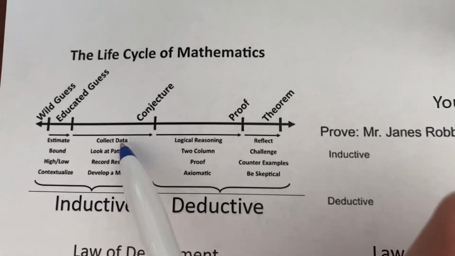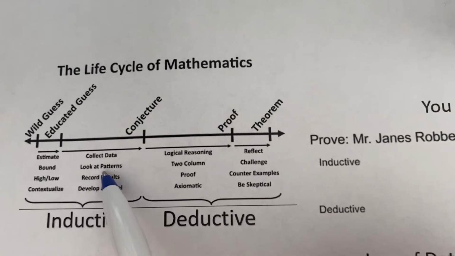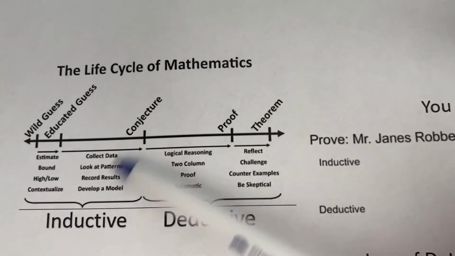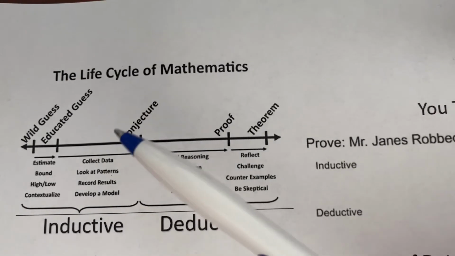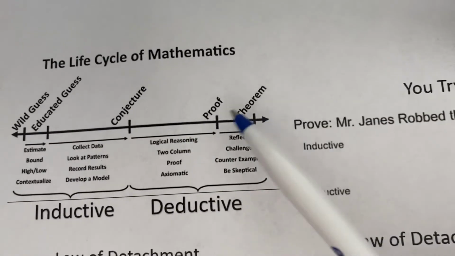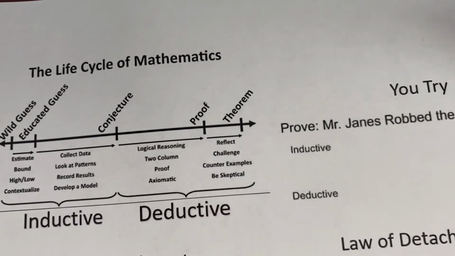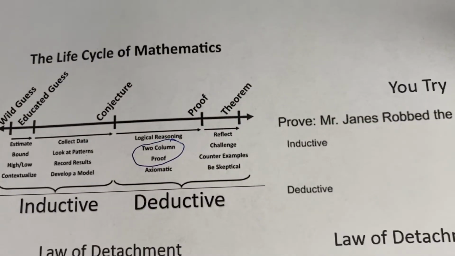After that, you collect data, look for patterns, record the results, develop a model. Remember when they were saying, let's just try some numbers and see? Let's just try 100 and 120 and see how it works. That would be inductive reasoning. Then you form a conjecture. This is my guess. After you have the conjecture, you move on to deductive reasoning. You're going to use logical reasoning to prove. This is what we're going to be doing here in a second.